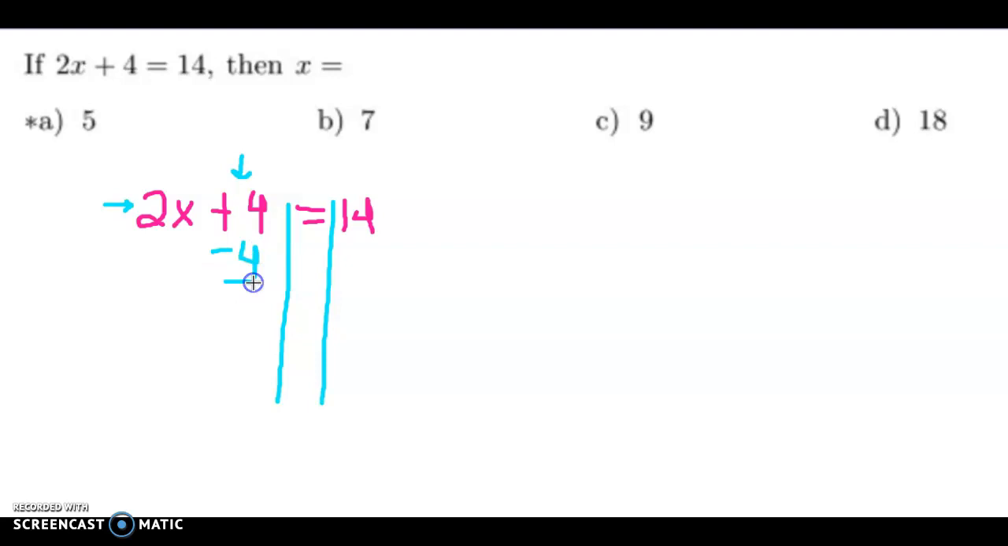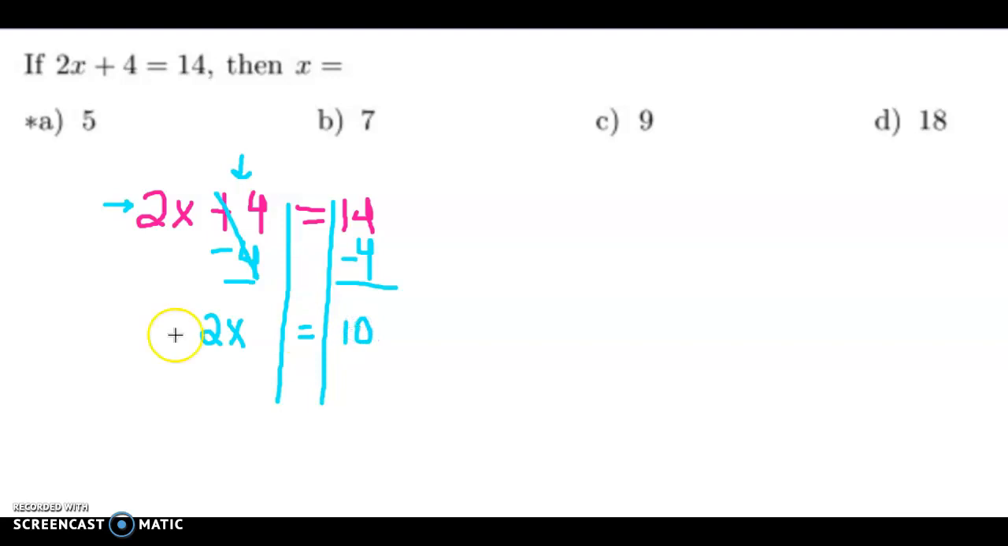Now remember, the reason why I'm subtracting 4 on both sides is, first of all, they always have to remain equal. And second of all, because positive 4 and a negative 4 zeroes out. And that's what I want. I want to zero that out, so I'm going to be getting that x closer to being by itself. But remember, anything I do to one side, I do to the other. So 14 minus 4 is 10.